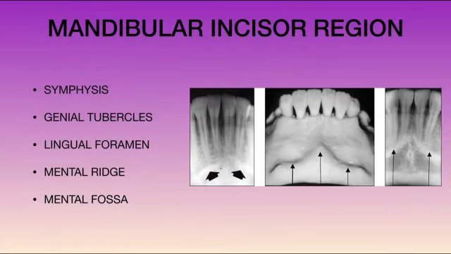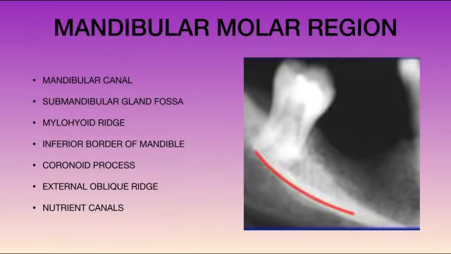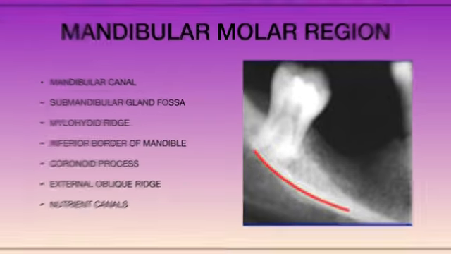When we look at the mandibular incisor region, the structures present are symphysis, genial tubercles, lingual foramen, mental ridge and mental fossa. The mandibular premolar region consists of only one structure, that is the mental foramen, which appears as a radiolucent, ill-defined area between the bicuspids. At last is the mandibular molar region: mandibular canal, submandibular gland fossa, mylohyoid ridge, inferior border of mandible, coronoid process, external oblique ridge, nutrient canals. The picture shown on the right side is the mandibular canal. In the upcoming slides, we are going to see a little description about the above mentioned structures.